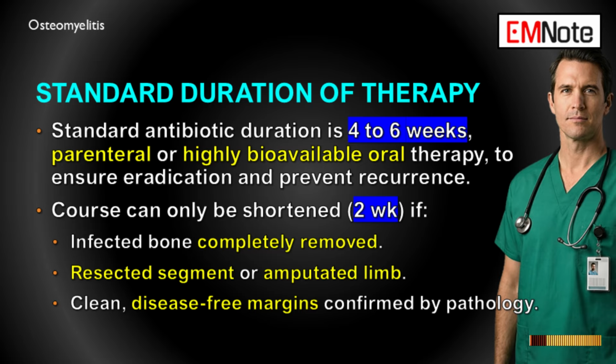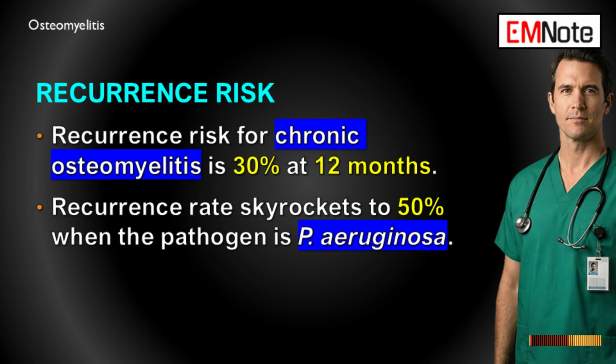We've covered the necessity of the acute cure, but we have to end by acknowledging the long-term shadow this disease casts. While acute cases have a favorable prognosis with this kind of aggressive treatment, recurrence is a substantial risk. For chronic osteomyelitis, the recurrence rate is approximately 30% at 12 months. But what's really alarming, and something for you to remember, is that this rate skyrockets to 50% when the initial pathogen is Pseudomonas aeruginosa. And this just underlines the fact that achieving a true permanent eradication is an ongoing clinical struggle, even after those first 6 weeks of intense therapy are over.